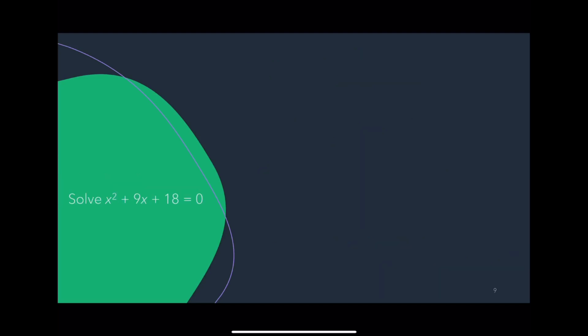Let's look at probably a bit more difficult example, x squared plus 9x plus 18 equals 0. In this case, you're trying to find the value for x. Let's just remember the format. This is a, b, c. So these are the values for a quadratic equation.